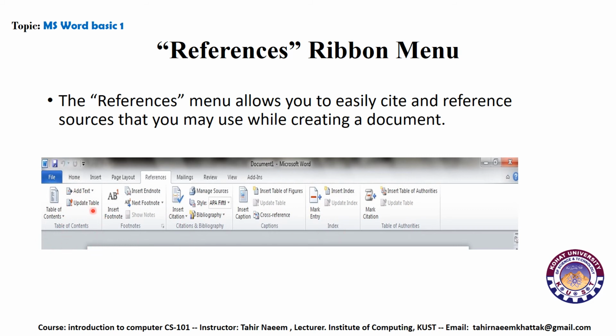So this is the table of contents. As you may know, the table of contents is the header in which we can see the different topics and where they are present. While footnotes are the notes below the text in the page. We can also use citations and bibliography if we want to add references, then captions, index and table of authorities.